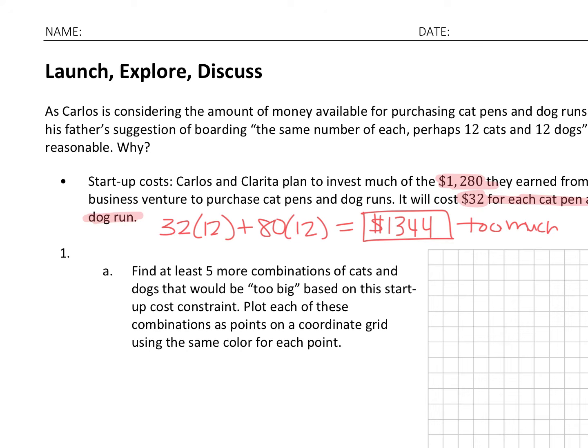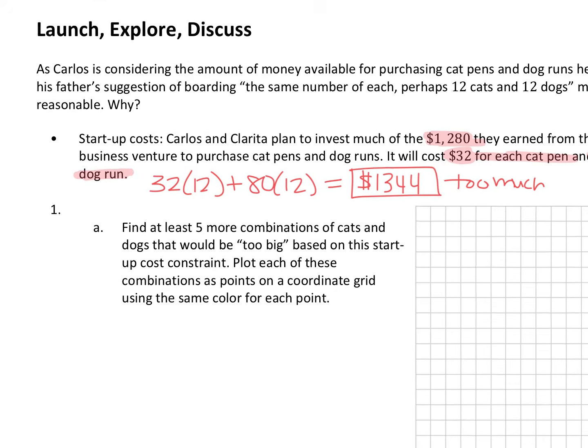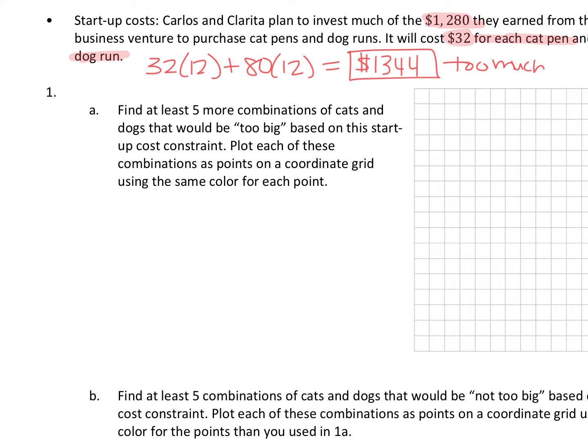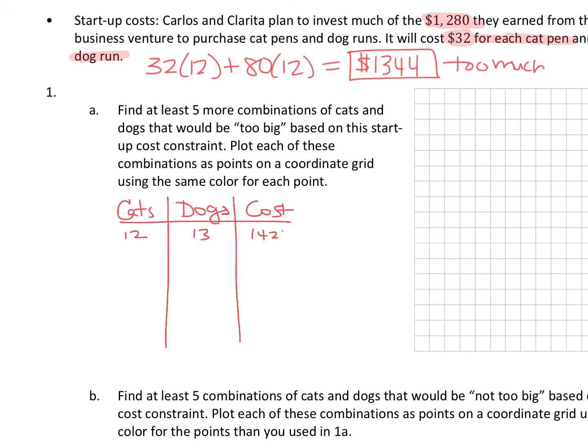And then it wants us to plot the points using the same color for each point. So let's go ahead and do that. I'm going to build a little table here to help me find my ordered pairs that are too big. So let's do cats first, then dogs, and our cost. If I do 12 cats and 13 dogs, that's going to cost $14.24.